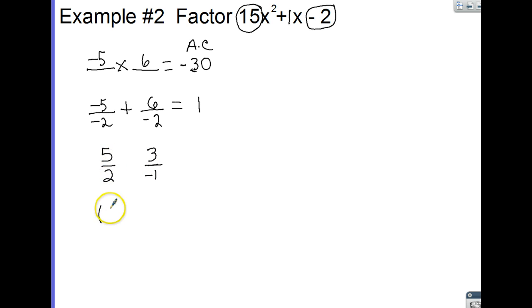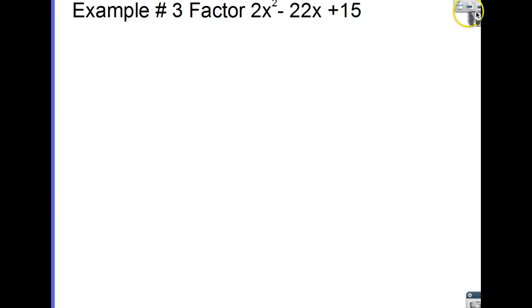And then 5 over 2 is going to become 5x positive 2, or 5x plus 2. 3 over negative 1 is going to become 3x minus 1. And if you multiply those together, you get 15x squared plus x minus 2, factoring by the ABC method. Okay, let's take a look at another one.